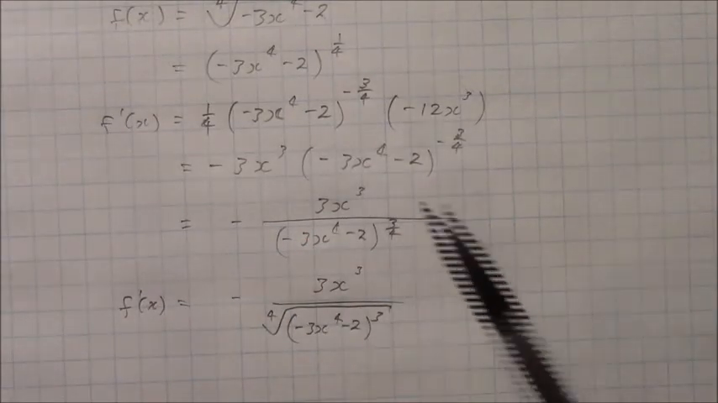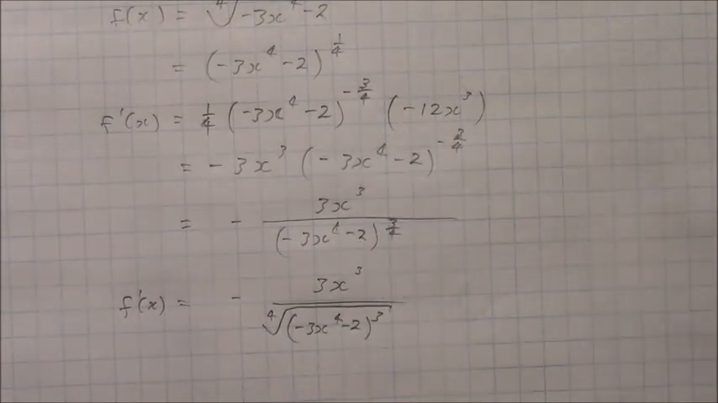Okay, so when you do the chain rule, you're taking the derivative from the outside in, do the powers first, and then go inside and take the derivative of the function that's inside.